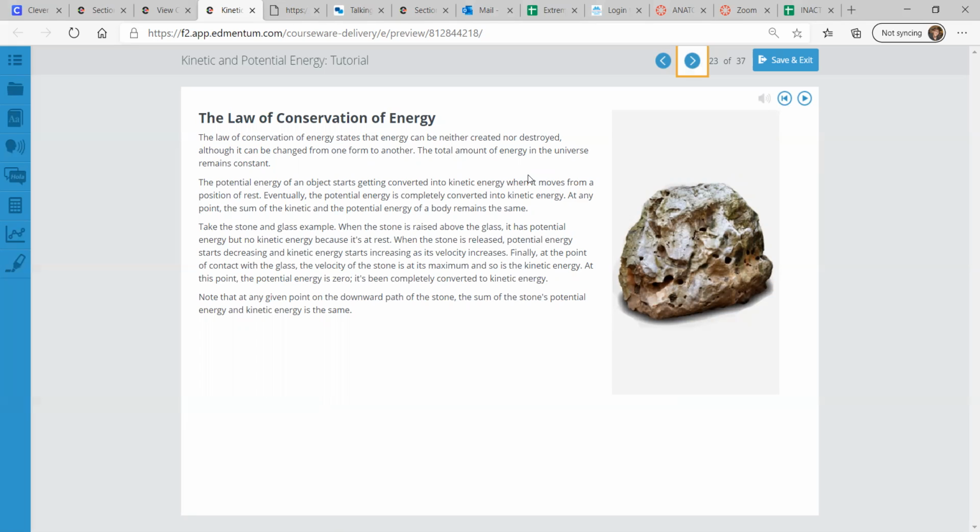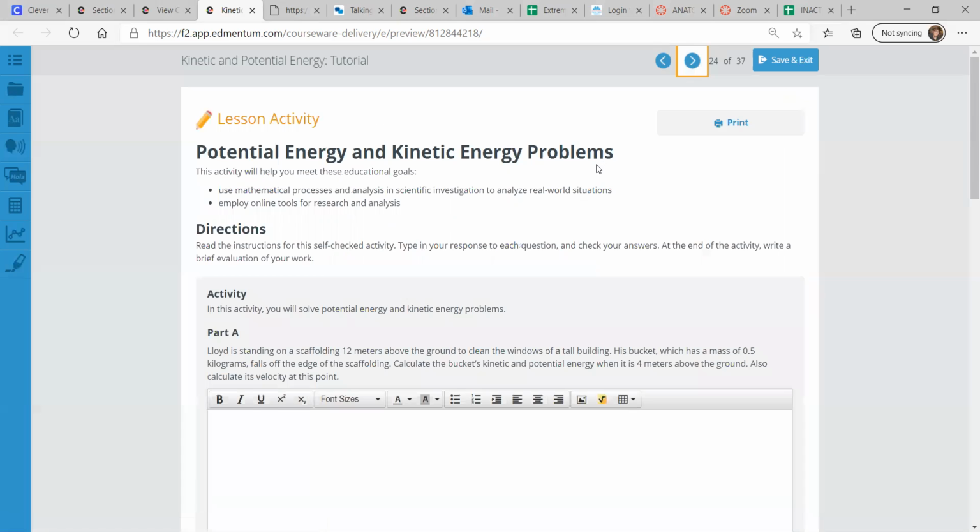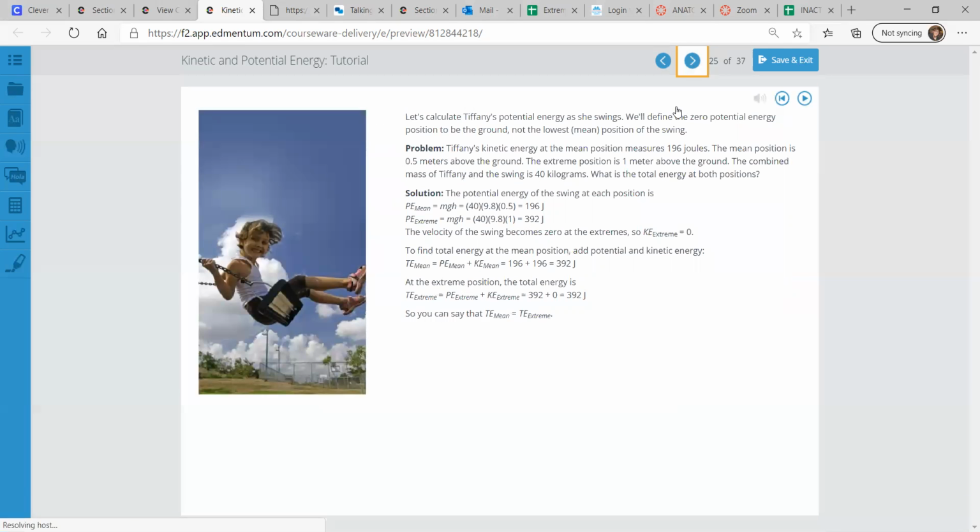Finally, at the point of contact with the glass, the velocity of the stone is at its maximum, the kinetic energy is at its maximum, and the potential energy is 0. It's completely converted into kinetic energy. And at any given point on that path, from when you drop the stone to when it hits the glass, if you add up the potential energy and the kinetic energy of the stone, it will remain the same, right? It's just being converted.